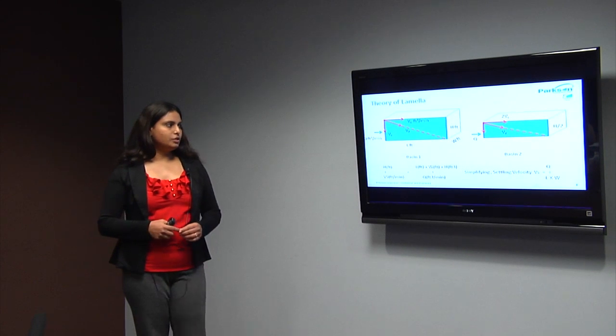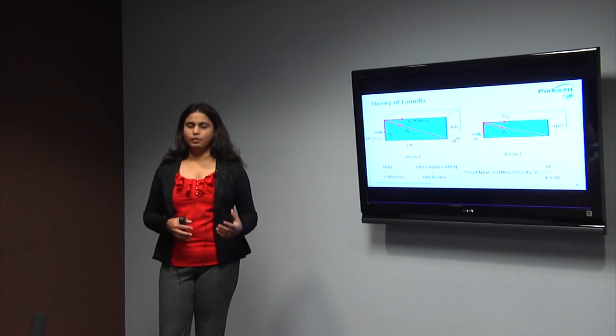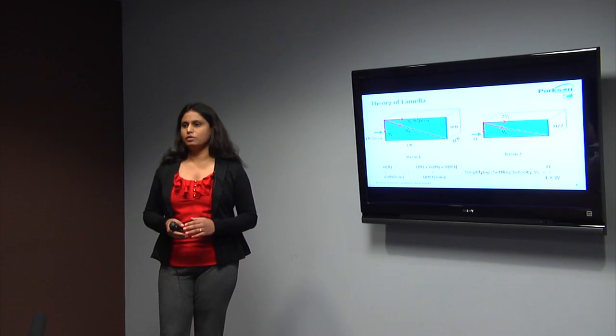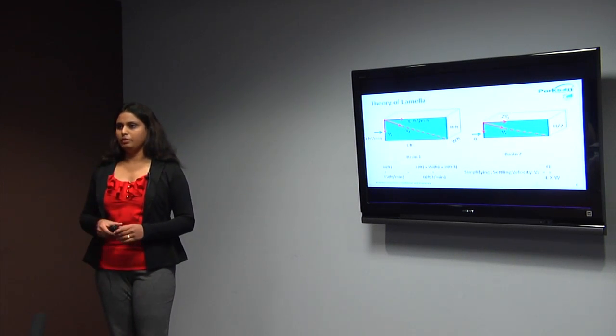Let's consider basin 2, where the height of the basin is only half of basin 1, and also the detention time is only half of basin 1. Here, the velocity would be 2 times basin 1, and the slope of the trajectory will be only half of basin 1, but the height is only half, so the particle has to travel only half the distance now, so the particle will still be removed.